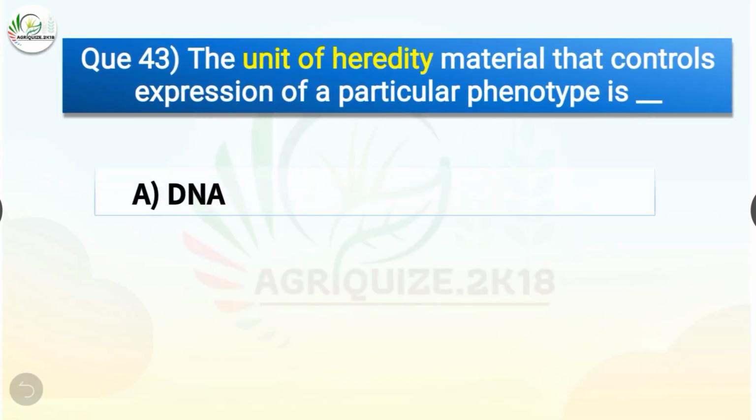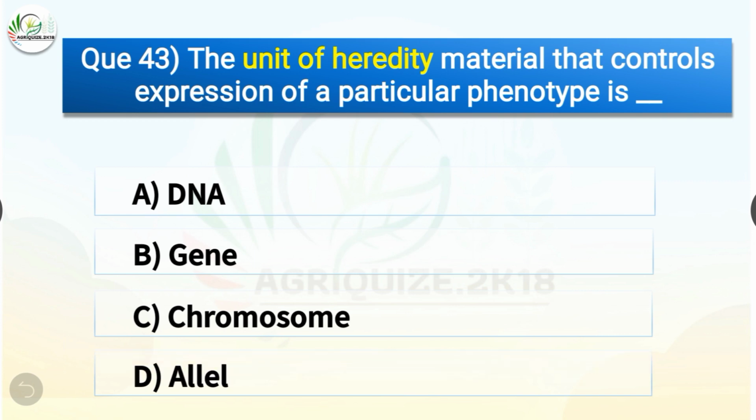Question number 43. The unit of heredity material that controls expression of a particular phenotype is dash. The options are DNA, gene, chromosome, allele. The correct answer is option B, gene. So the unit of heredity material that controls expression of a particular phenotype is gene.